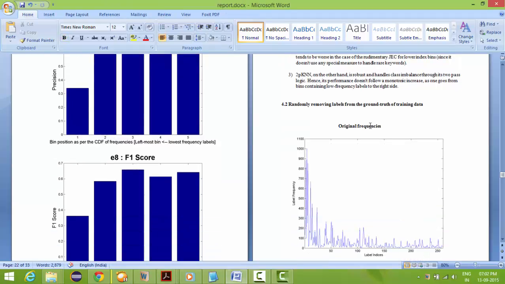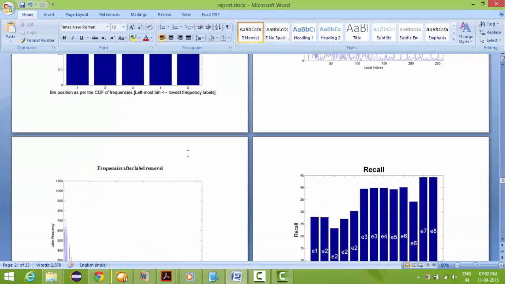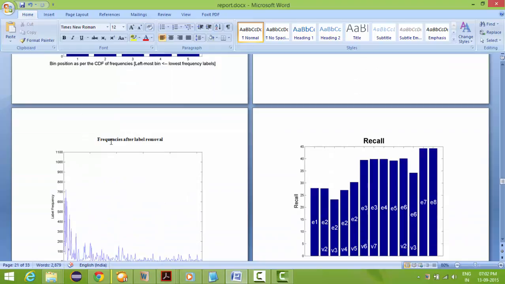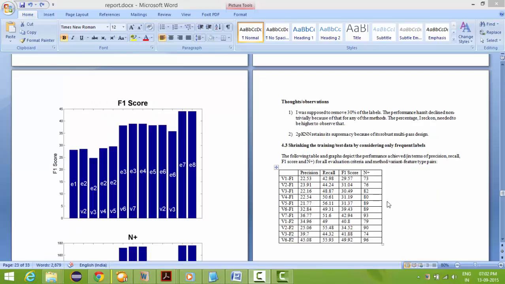Here is how the original frequencies look, and after the removal of some labels, the frequencies drop to this. I was supposed to remove 30% of the labels. The performance hasn't dropped in a significant way because of that for any of the methods. I guess if the percentage had been higher, I would have observed a drop. 2PKNN retains its supremacy because of its robust multipass design again.